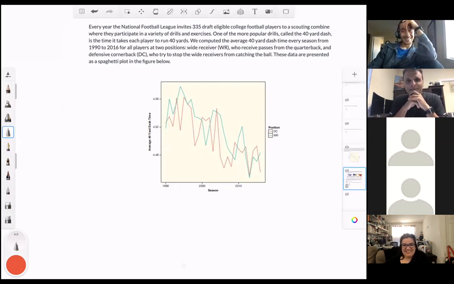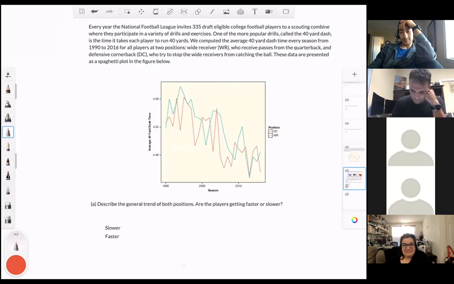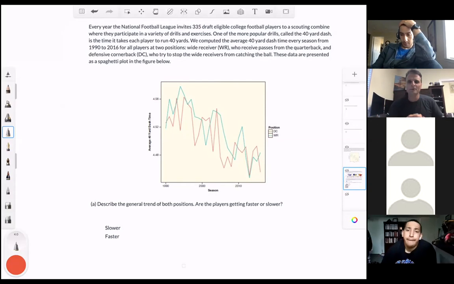So we have a graph, correct? This is not a bar graph, histogram. This is just a line graph, correct? And well, let's see what's the question. Describe the general trend of both positions. Are the players getting faster or slower? By looking at the graph, we hire you as a data scientist. So you need to talk about the graph. If they ask you, you have to answer it.